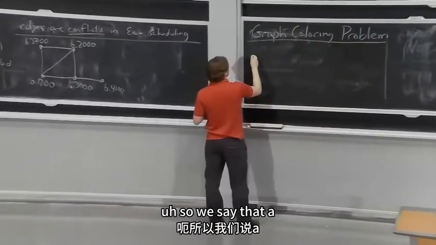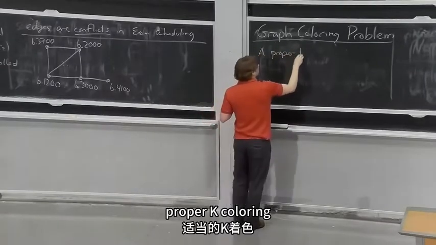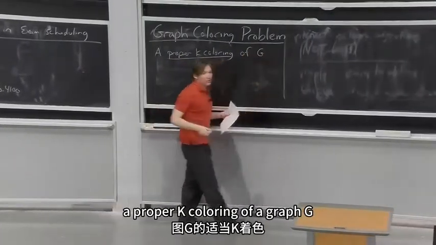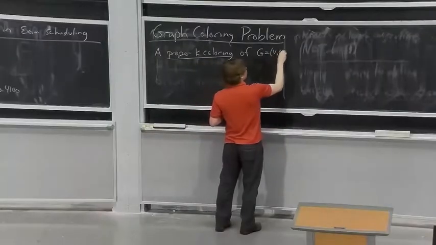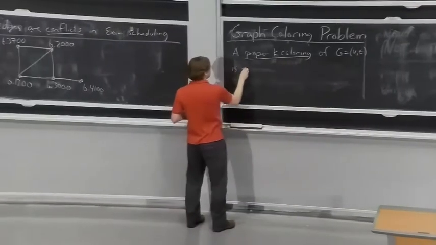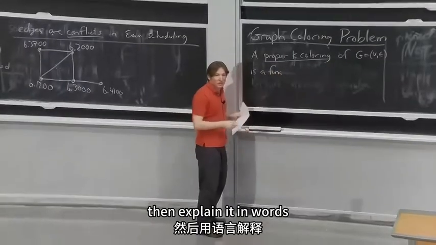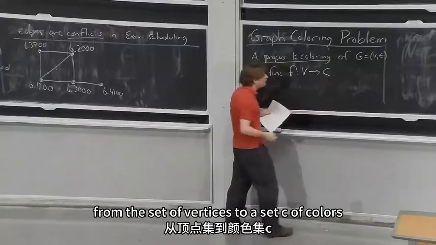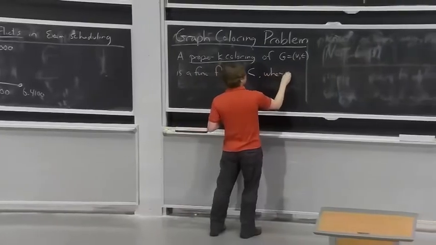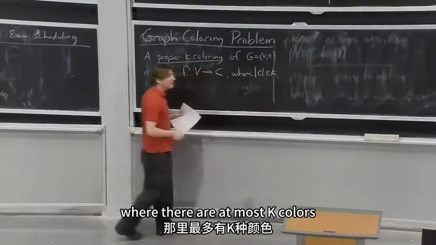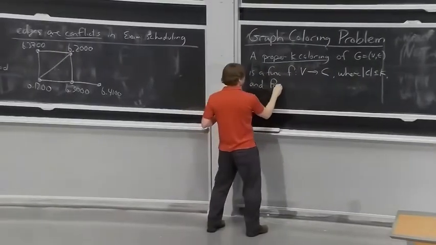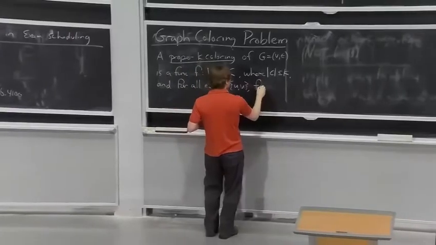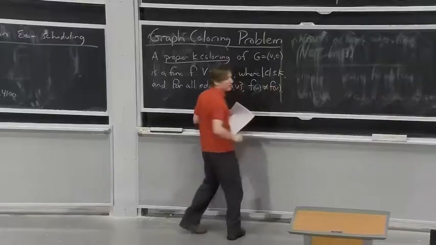So we say that a proper K coloring of a graph G is defined to be, I'll write it down mathematically first and then explain it in words, a function f from the set of vertices to a set C of colors, where there are at most k colors, and for all edges uv, f(u) does not equal f(v).